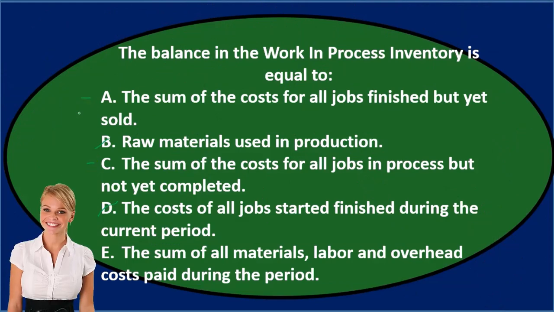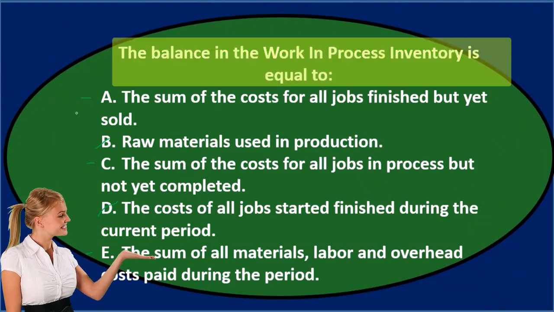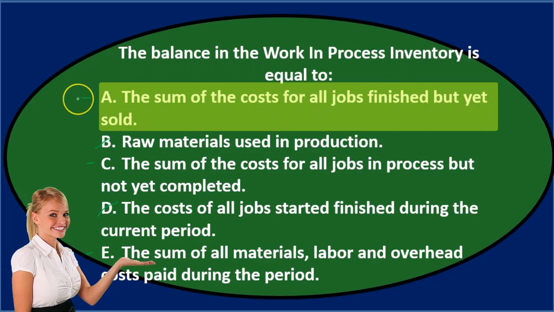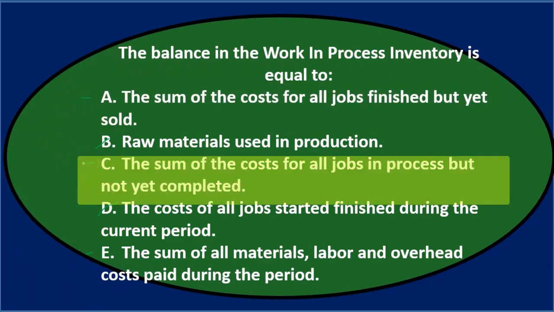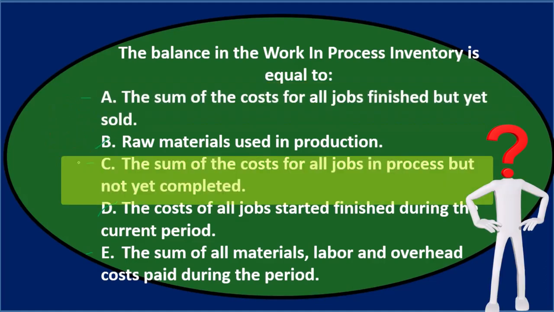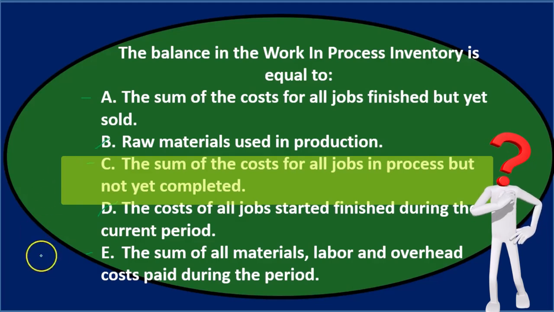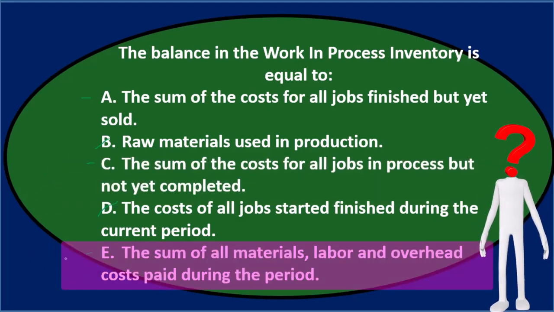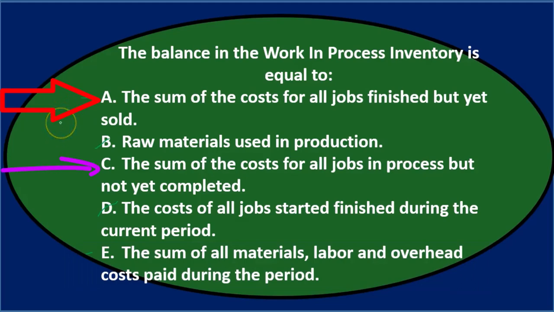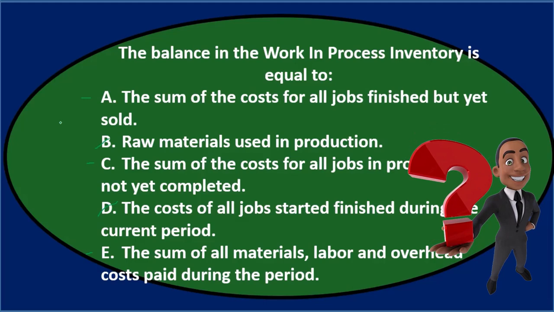So let's go through this again. The balance in the work in process inventory is equal to either A, the sum of costs for all jobs finished but not yet sold. And note that that one's very similar to C, which says the sum of costs for all jobs in process but not yet completed. The fact that these two are very similar in form could make us suspicious that one of those is going to be the answer, as opposed to E that says the sum of all materials, labor, and overhead costs paid during the period. So of those three, I'm thinking that A or C are probably it, given the fact that they're similar. It doesn't have to mean that they're it, but that's often the case. If two answers are very similar with one twist, then one of those is possibly it a lot of the time.